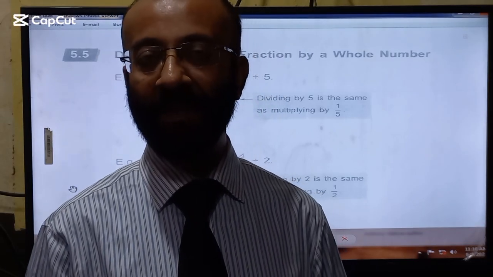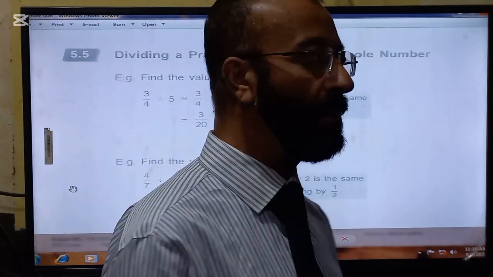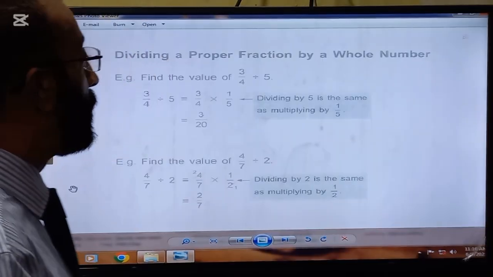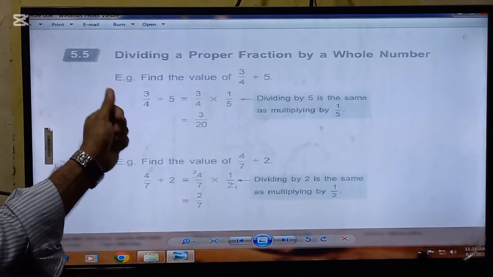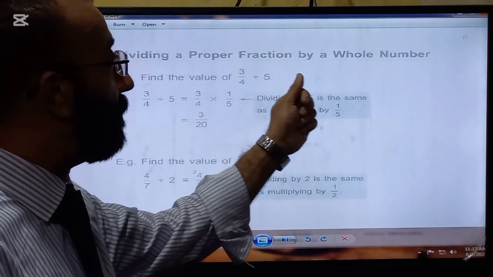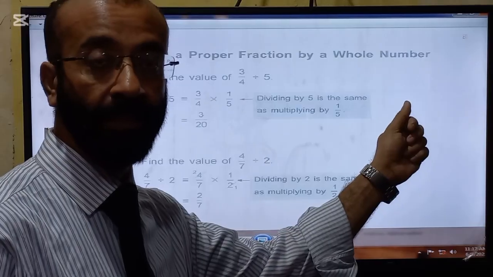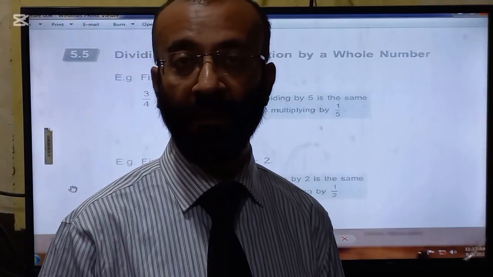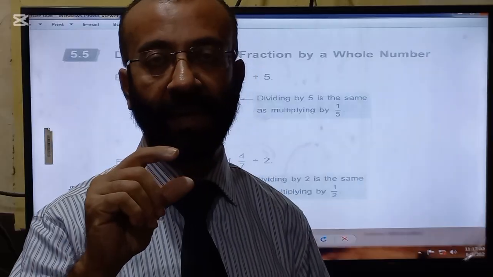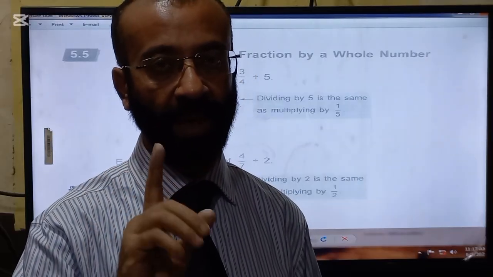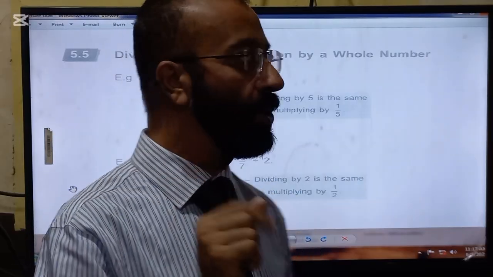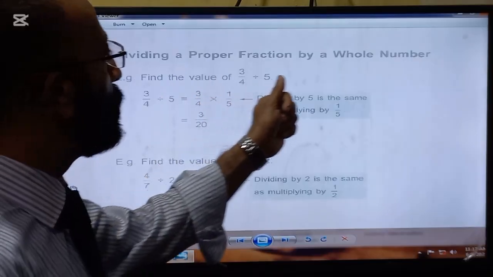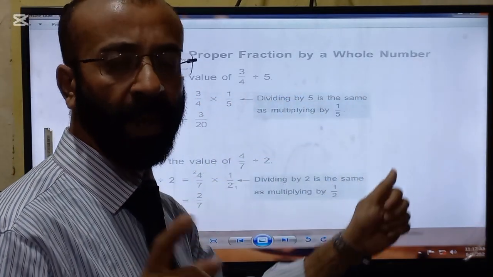Good morning, students. Today's topic in the subject of fractions is dividing a proper fraction by a whole number. A proper fraction is a fraction in which the numerator is lesser than the denominator. That is a proper fraction. So, a proper fraction is going to be divided by a whole number.